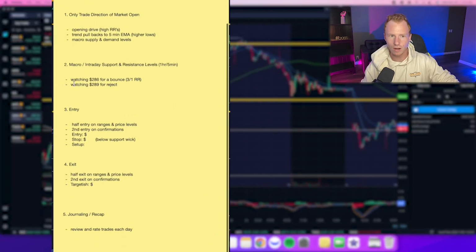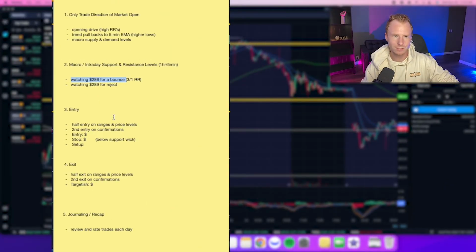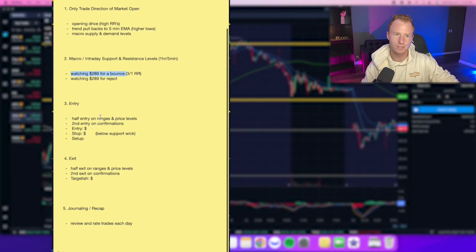Then I actually, I'll write down what levels I'm watching for the day. So specifically what support and resistance areas. So, I could say something I'm watching 286 for a bounce. So this is like this 286 level. As you can see, there's plenty of bounce opportunities that happened when the price got to that 286 level. So that's the next thing is I kind of just write down my support and resistance levels.